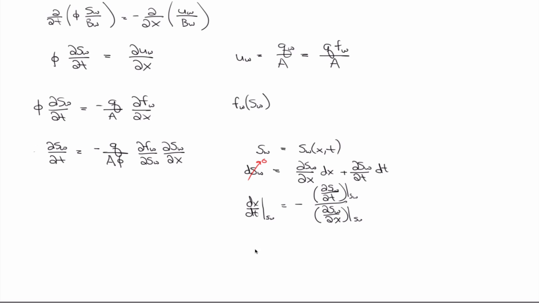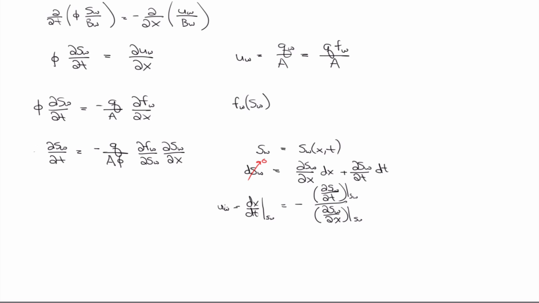So dx dt, the x is the position, right? Position along. So the time rate of change of position of the saturation front, that's the velocity. So that's the velocity. Now, let's go back to this equation here. So this was just derived by investigating a differential change in the saturation of water, understanding that it's a function of x and t. And so we came up with this relationship.